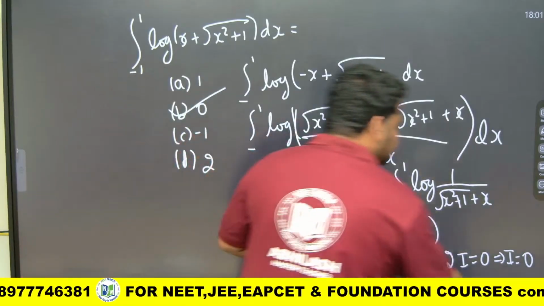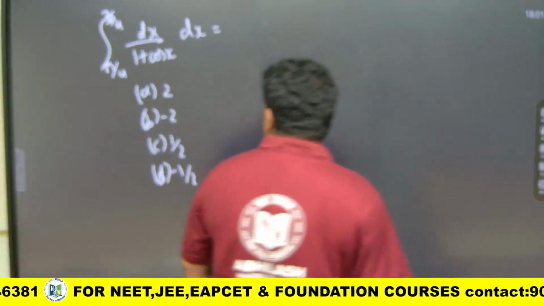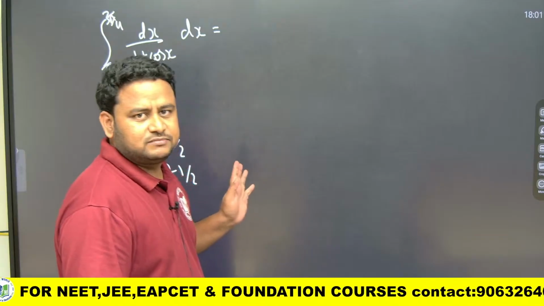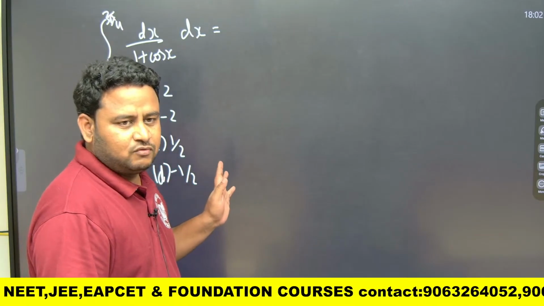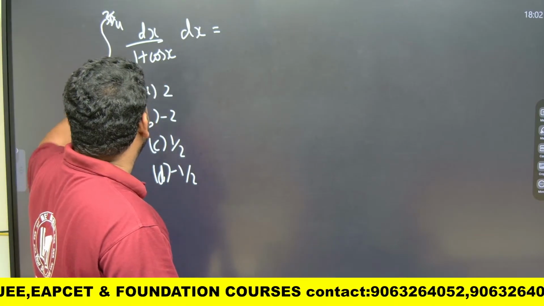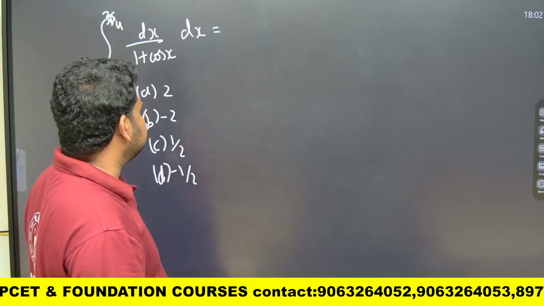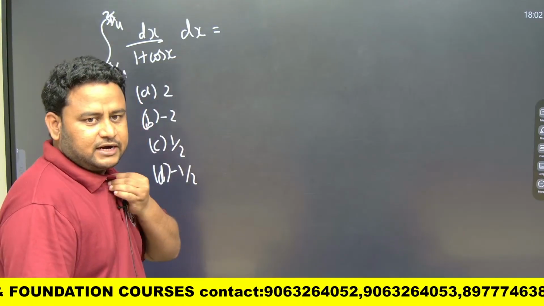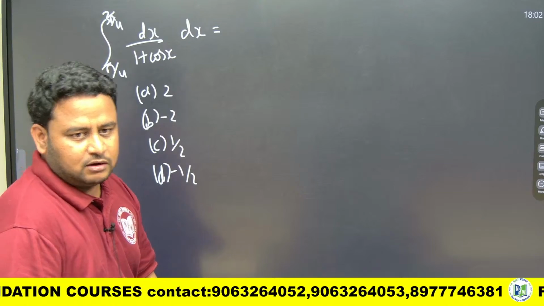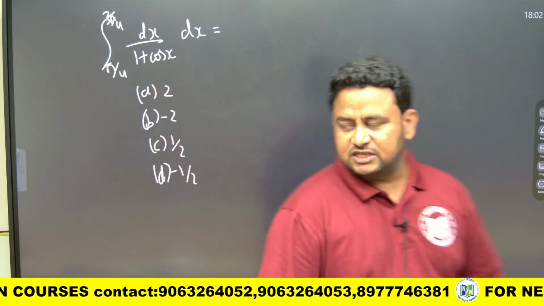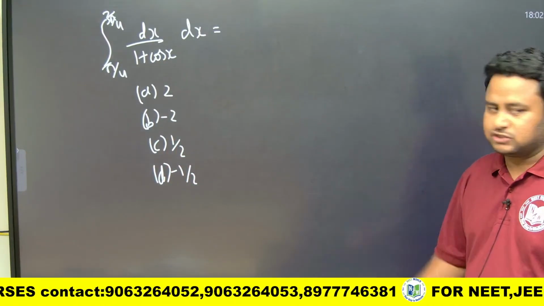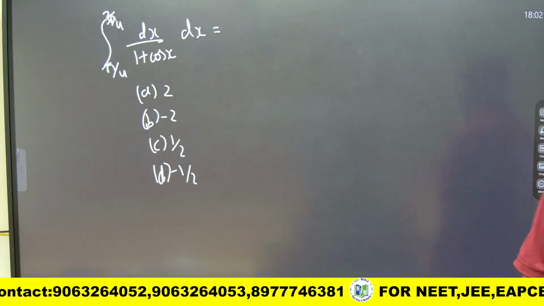Now let us solve some questions and then I will wind up. Now have a look at this question, friends. What they have given here is integral from pi by 4 to 3 pi by 4 of dx by 1 plus cos x. This is the question that they have given. So how to solve this question? Just think for a minute how to solve this question.